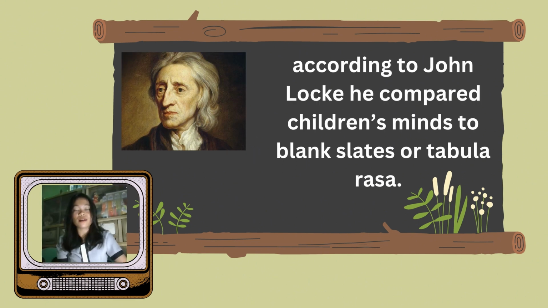According to John Locke, he compared children's minds to blank slates or tabula rasa. Why do you think John Locke compared children's minds to blank slates or tabula rasa? John Locke compared children's minds to blank slates because he believed that when we are born, we don't have any pre-existing knowledge or ideas. Instead, everything we know comes from our experiences and interactions with the world as we grow up.